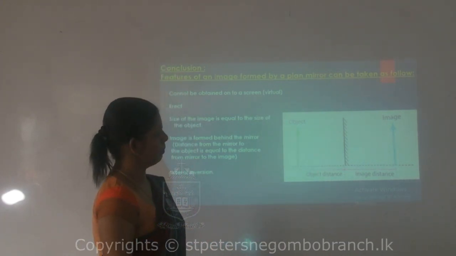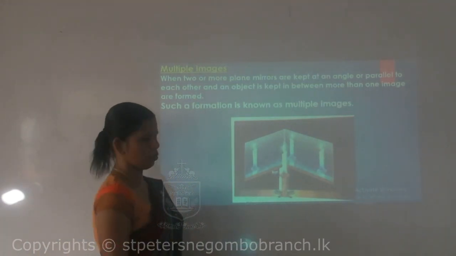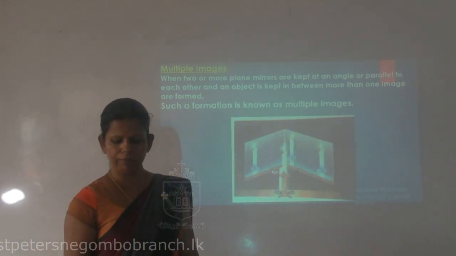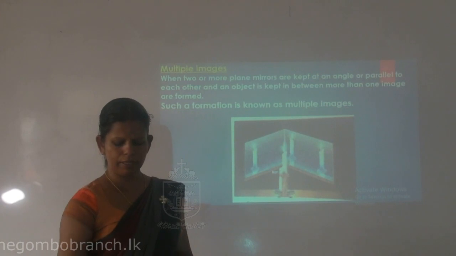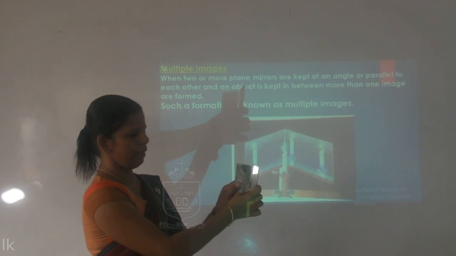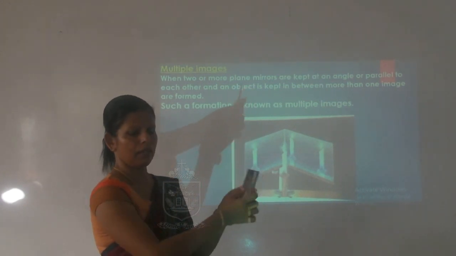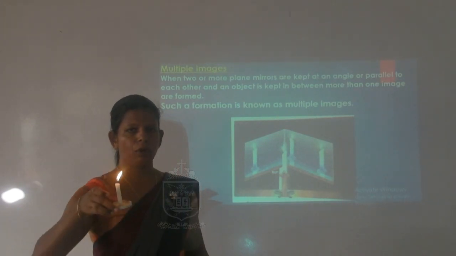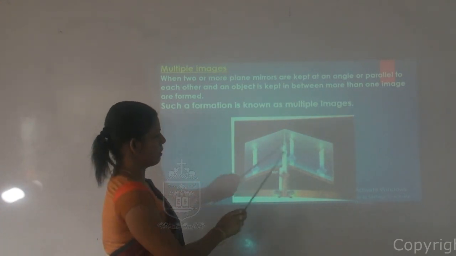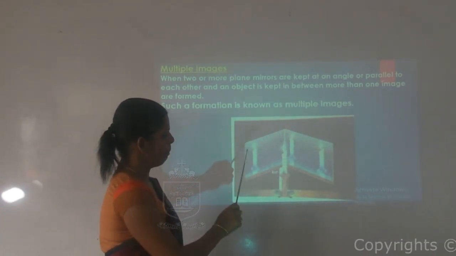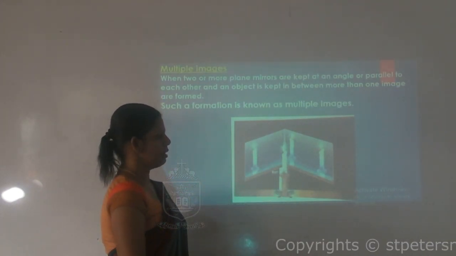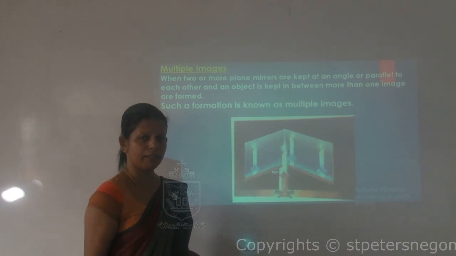So my dear children, multiple images. What are known as multiple images? Multiple images can be obtained when we are taking the mirrors like that. If you are standing like this, with an angle in between, if you are keeping a lighted candle or any object, you can see many images through these plane mirrors. So that is what we name as multiple images. Multiple images can be seen in different areas in our day-to-day life.